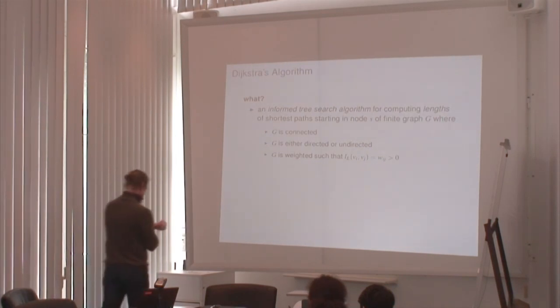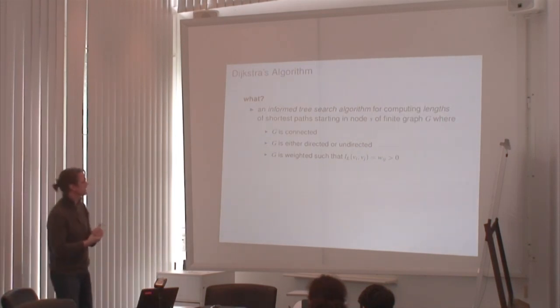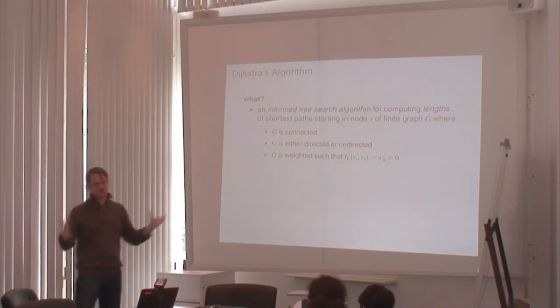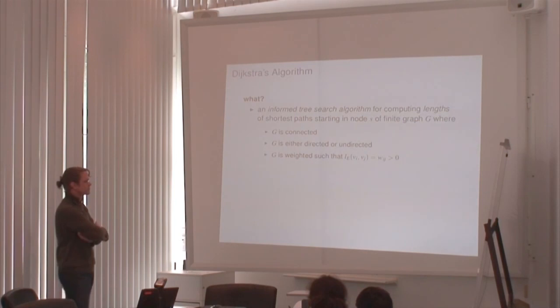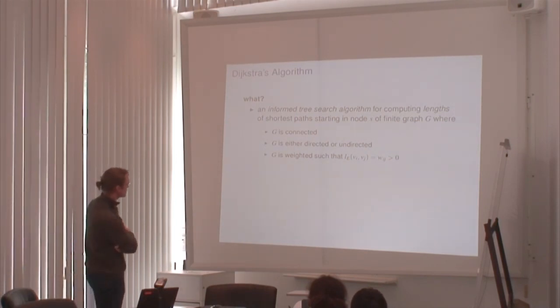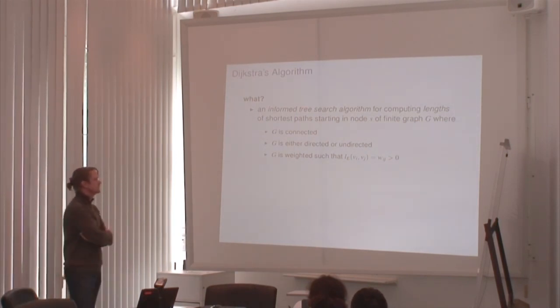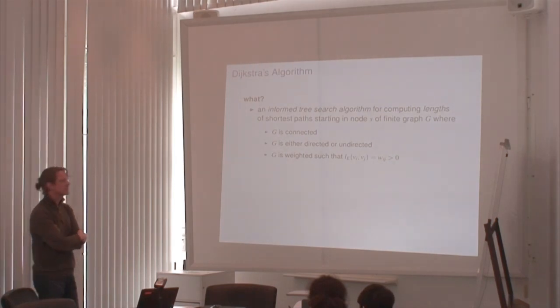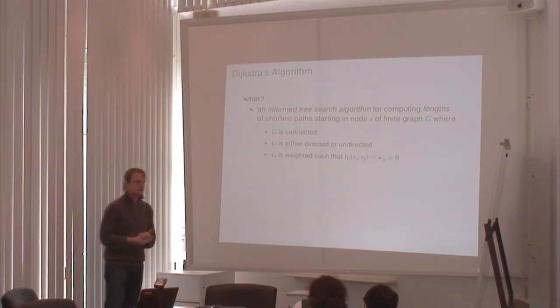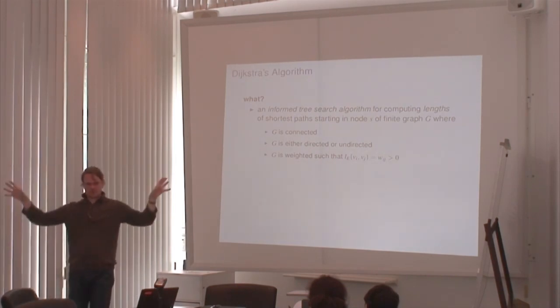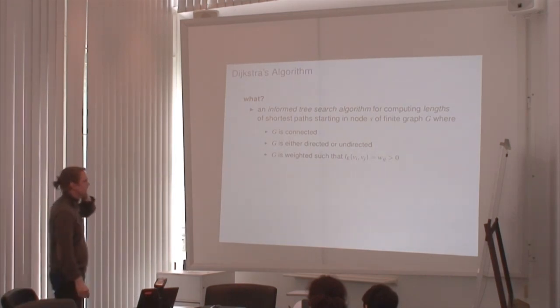Okay, quickly, let's talk about Dijkstra's algorithm. What is that? Now we know a lot about graphs, and now we have to think about how to find shortest paths in graphs. Dijkstra's algorithm is an informed tree search algorithm that is used to compute path lengths, the length of the shortest path, from one node S to any other node in the graph. So it's sort of a 1 to n algorithm.